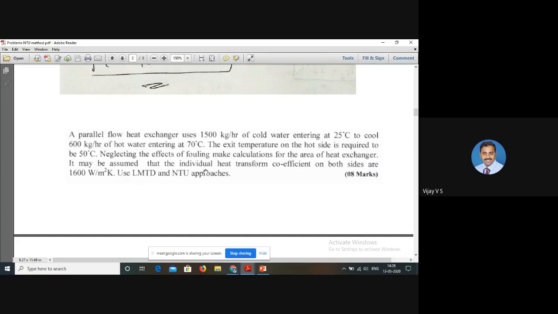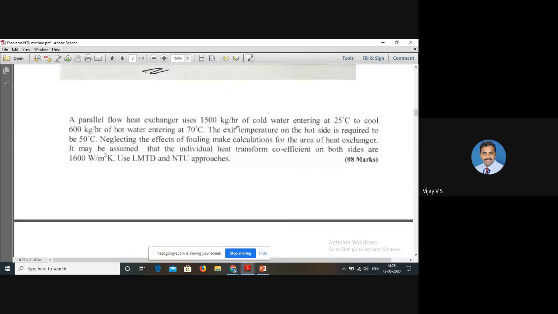This is January 2019. A parallel flow heat exchanger uses 1500 kg per hour of cold water entering at 25 degrees centigrade to cool 600 kg per hour of hot water entering at 70 degrees centigrade. So it's a parallel flow heat exchanger using cold water entering at 25. So the cold fluid is this water, used to cool 600 kg per hour of hot water. So this is also water. Both hot and cold fluids are water.